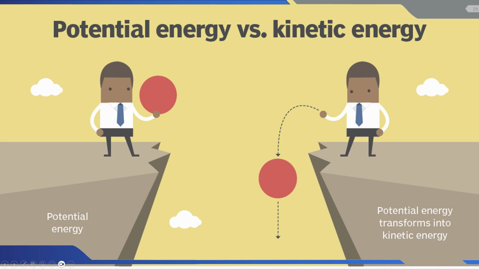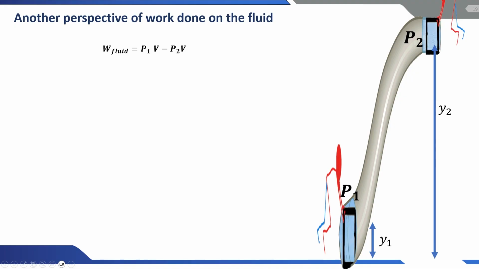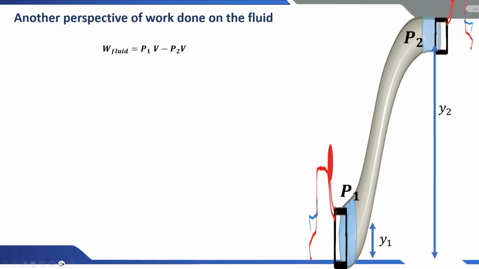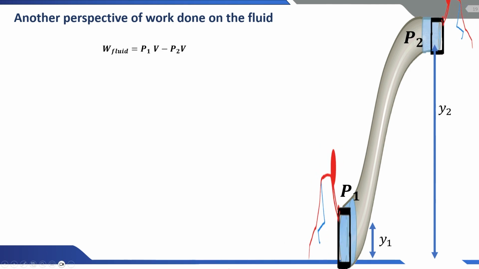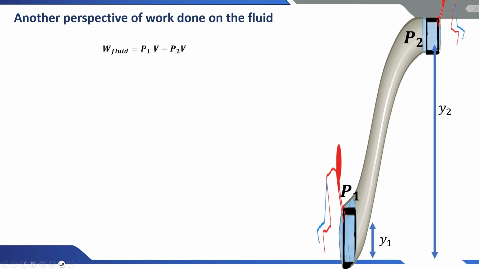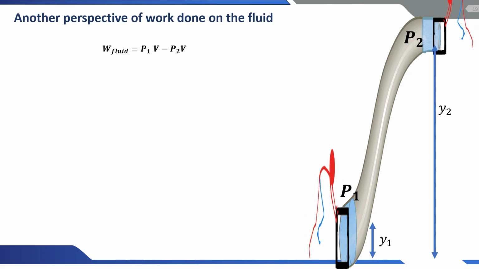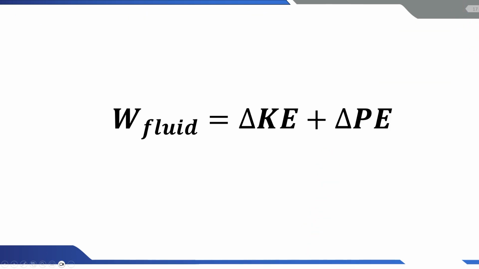The work done on the fluid can be used to change both the kinetic energy and the gravitational potential energy of the fluid. For example, if the fluid is moving through a pipe, the work done on the fluid can increase its speed and can also move the fluid into a higher or lower position, thus changing its gravitational potential energy. Because of this, the net work done by these forces during the time interval T is the summation of the kinetic energy and potential energy.